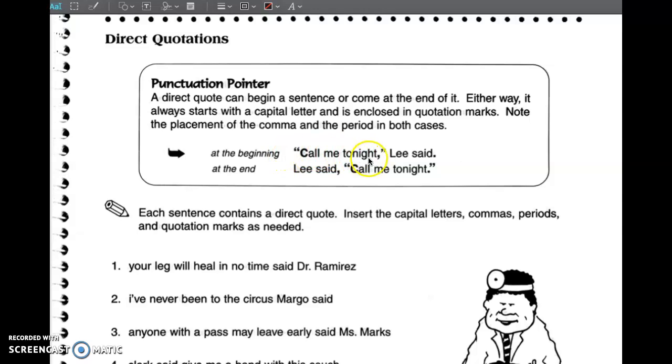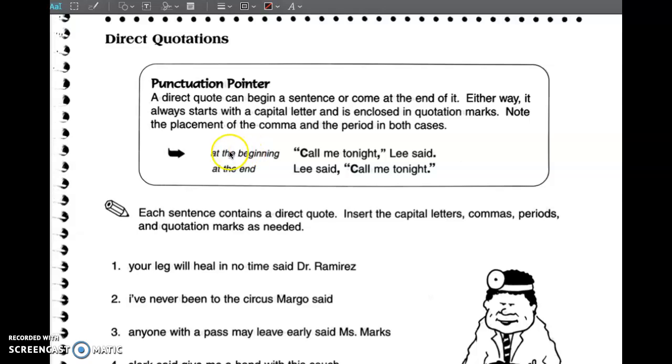Okay, so again, whenever we have the quote at the beginning and our sentence is continuing, we need that comma to separate the person's speech from the source words. Same thing, even if it comes at the end, we still need that comma to separate the person's speech from the source words, whether it comes in the beginning or the end. We still need that comma no matter what.